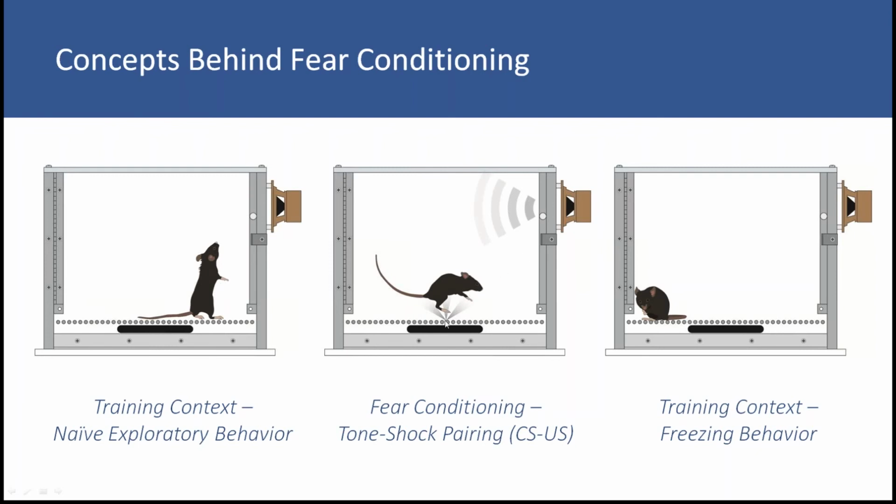Then, once the tone and the shock pairings are done, they begin to exhibit freezing behavior, which is just shown by the animal crouching down here in the corner of the cage. And so, an automated system should be designed to allow you to present stimuli, audible and visible stimuli, present aversive stimulation, and also detect when the animal is moving or not.